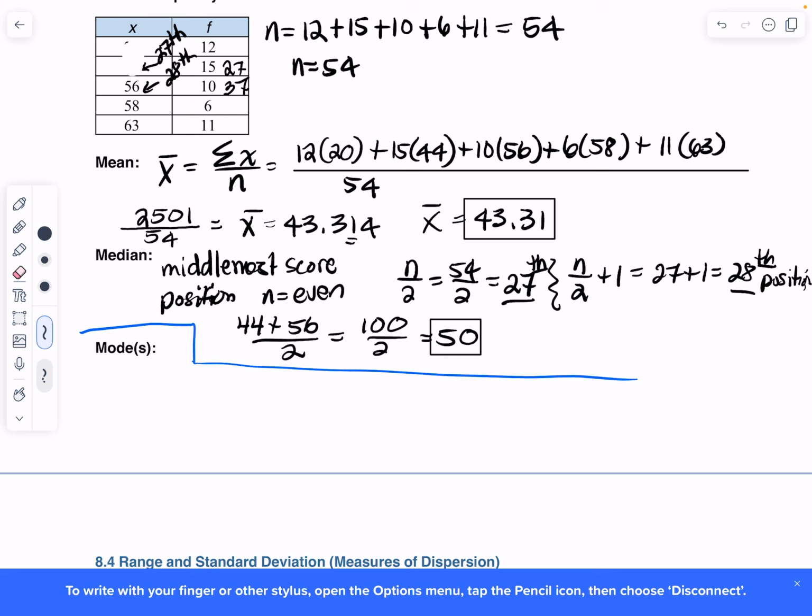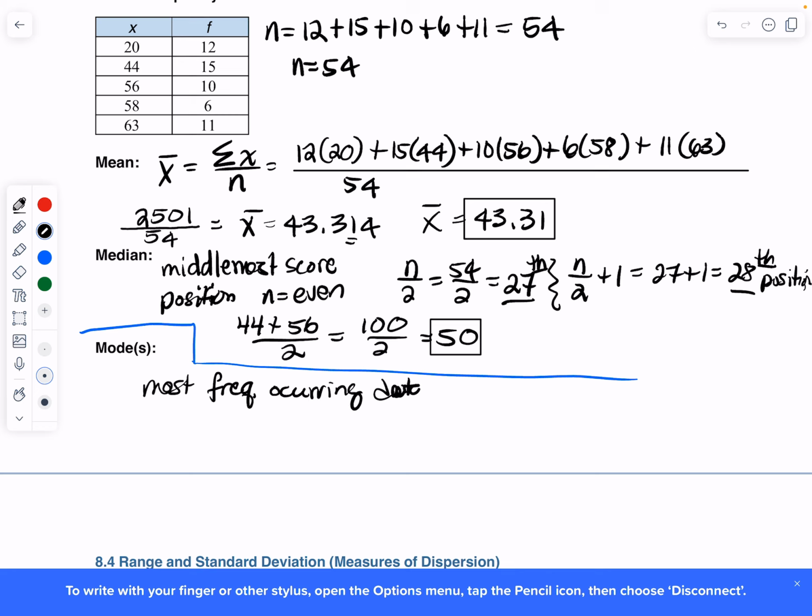Okay, I'm going to erase what I wrote up there so we can look at the chart again. So remember, mode is most frequently occurring data value, right? So I'm going to look at the frequency. So if I look at the frequency table, I'm looking for the largest one, which is 15. So the mode of this data would be 44. And again, 44 is the most frequently occurring data value. Okay, so that is the end of 8.3.